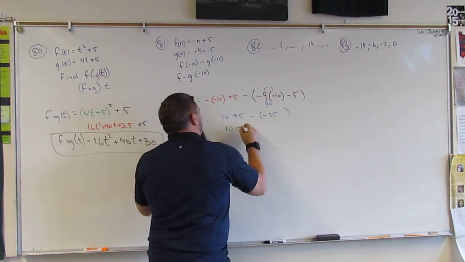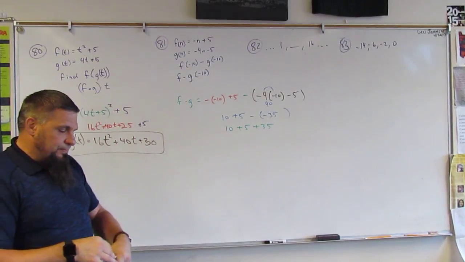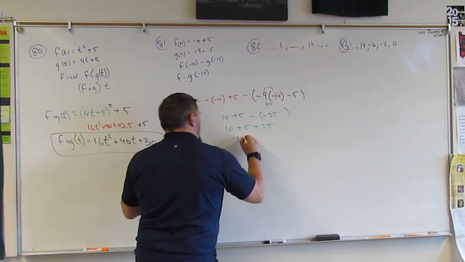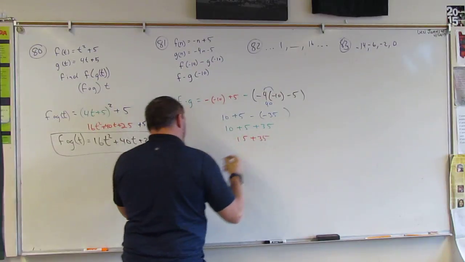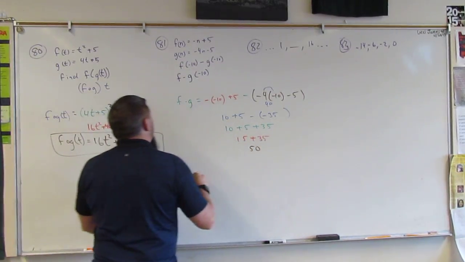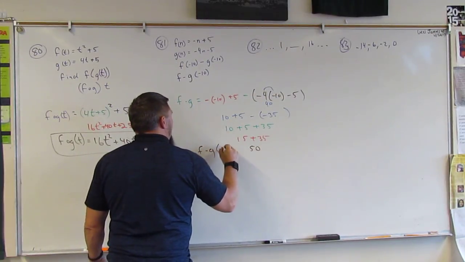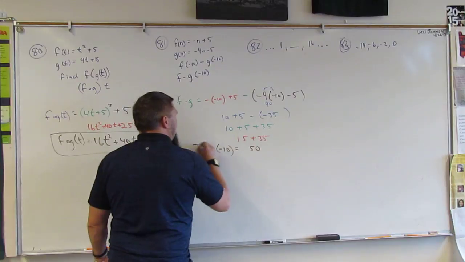So it's 10 plus 5 plus 35. So what is 10 plus 5? 15. 15 plus 35 is 50. Right? So that means that f minus g of negative 10 is equal to 50. Wow.